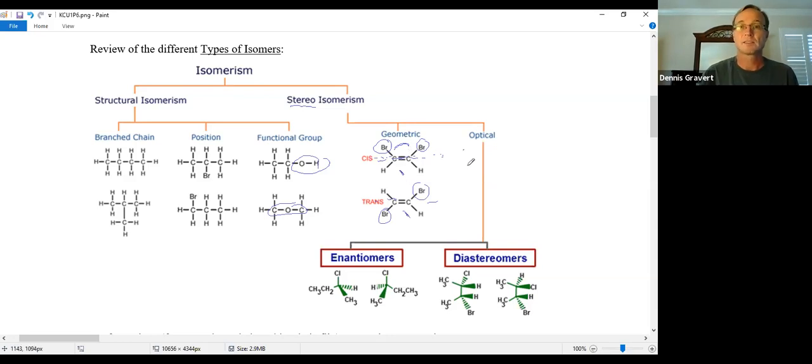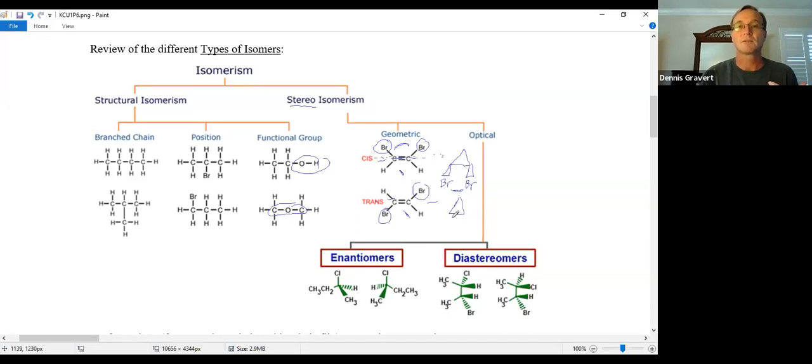We also saw this fact in rings, right? So if we have a ring, cyclopropane, and we attach two bromines on adjacent carbons and put them on wedge bonds so they come out towards us, both these bromines are on the same side of the ring.